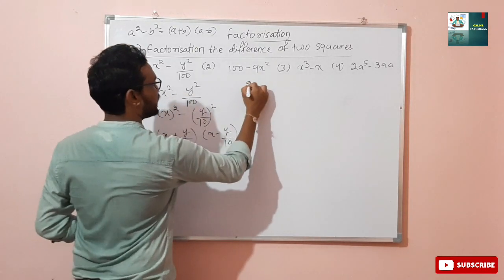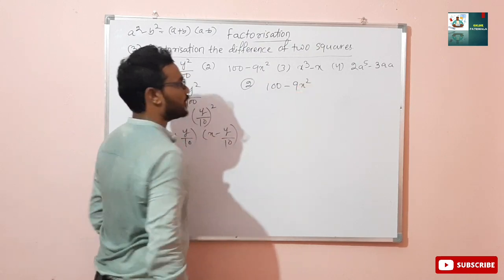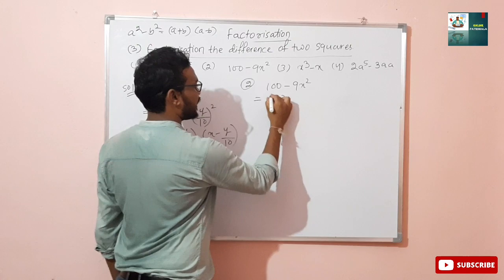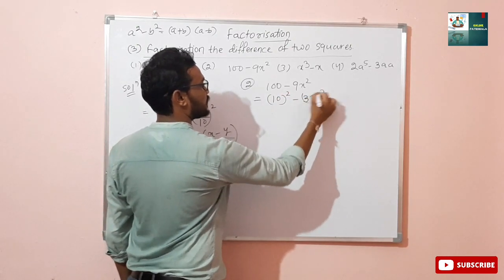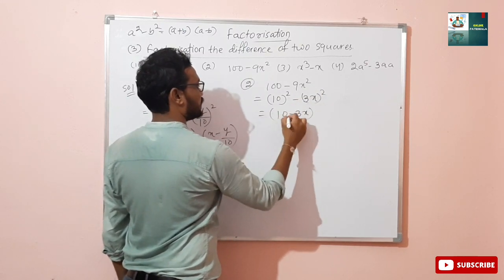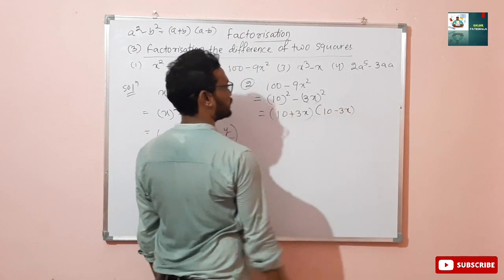Similarly, number 2 also we can do: 100 - 9x². So it is 10², I can write this one as 10² - (3x)². This square is 10, this square is 3x. So you can write (10 + 3x)(10 - 3x). Okay?